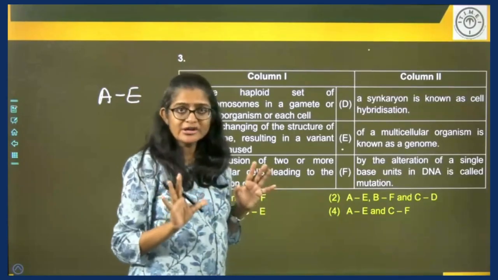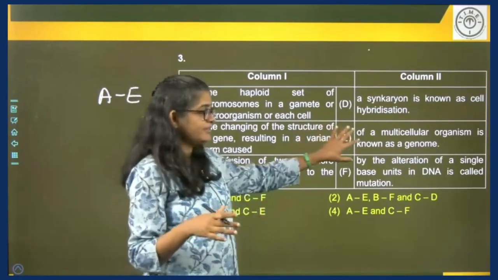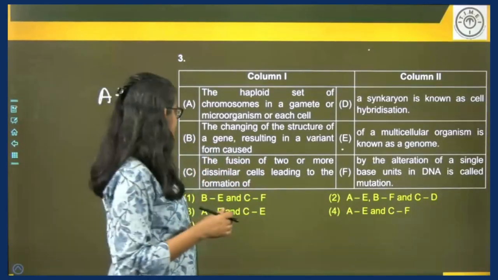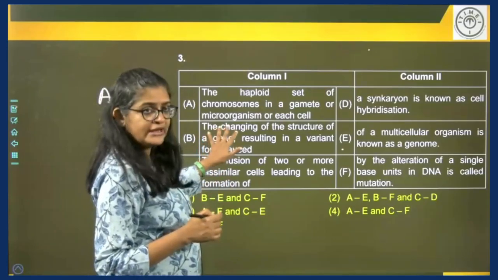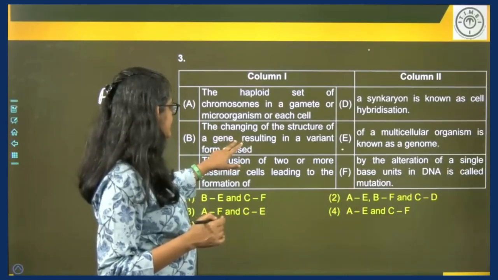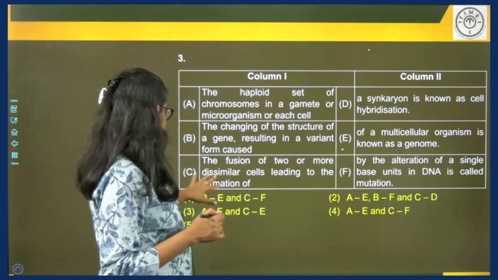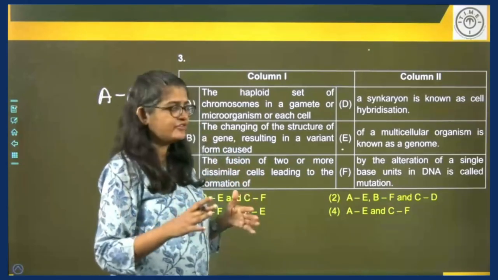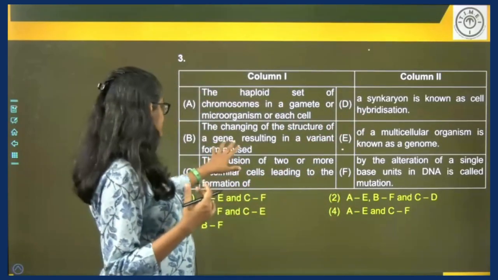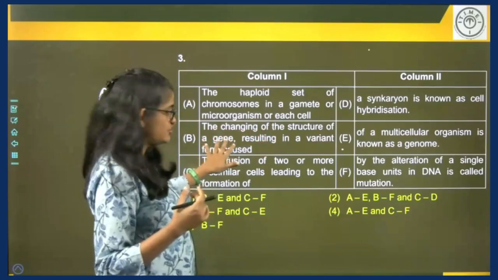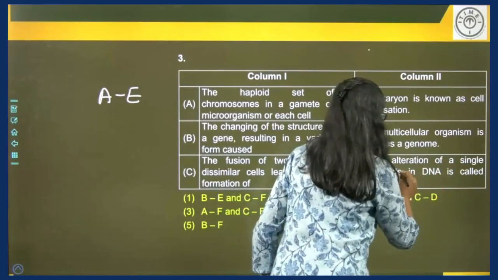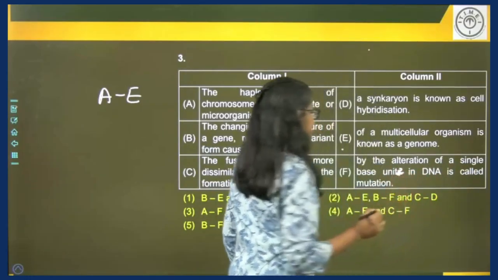Okay. Here it's not about the science. So you don't need to worry whether this is theoretically correct. Just go by the grammatical structure. Next, the changing of the structure of a gene resulting in a variant form caused by something, right? Caused a synkaryon is known as, that does not make sense. The changing of the structure of a gene caused by the alteration of a single base unit in DNA is called mutation.